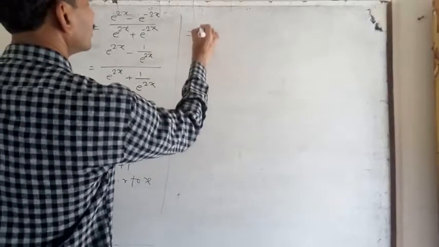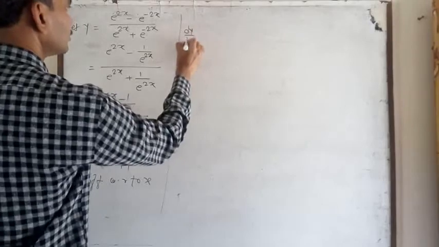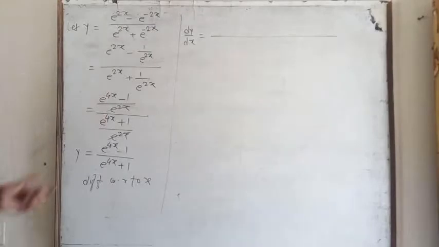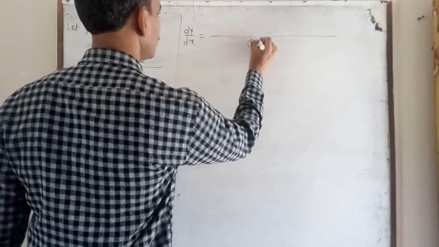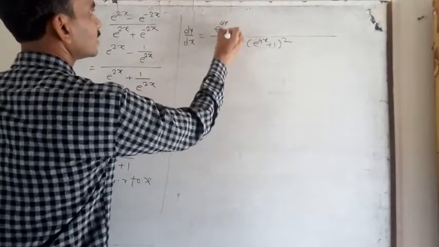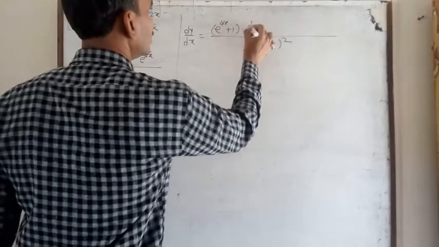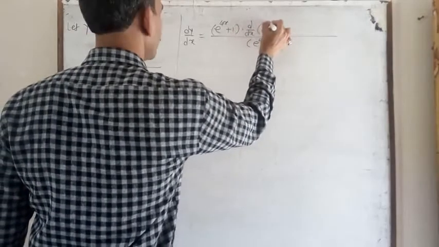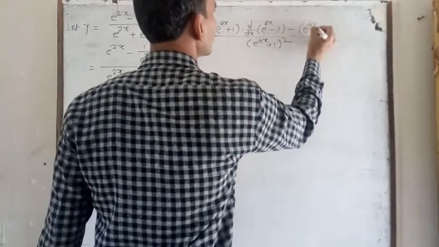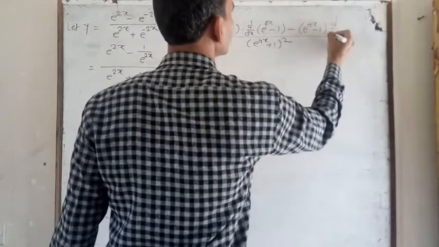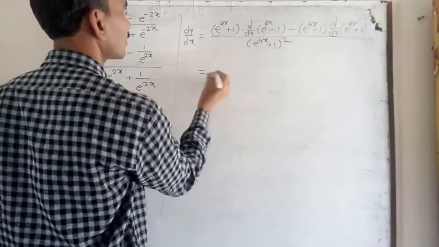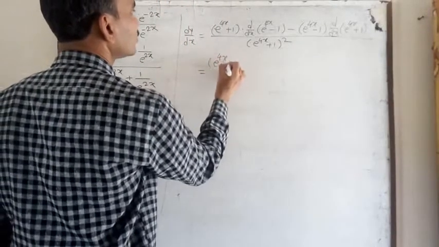So we get dy by dx. Numerator upon denominator, so we use the quotient rule. e raised to the power 4x plus 1 as it is into d/dx of e raised to the power 4x minus 1, minus e raised to the power 4x minus 1 into d/dx of e raised to the power 4x plus 1, upon e raised to the power 4x plus 1 bracket square.